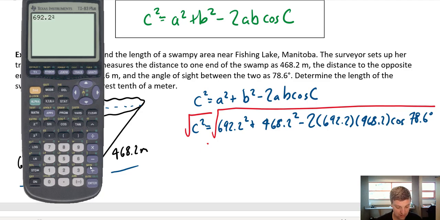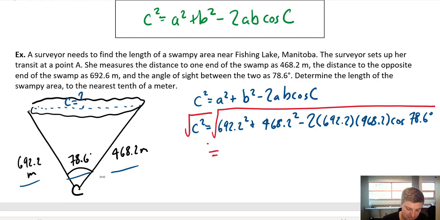So 692.2 squared plus 468.2 squared minus 2 times 692.2 times 468.2 times the cosine of 78.6 degrees. Holy smokes, that's a huge amount of mess. So there's my answer. But now I'm just going to go second function square root of that answer, and I get an answer of 755.